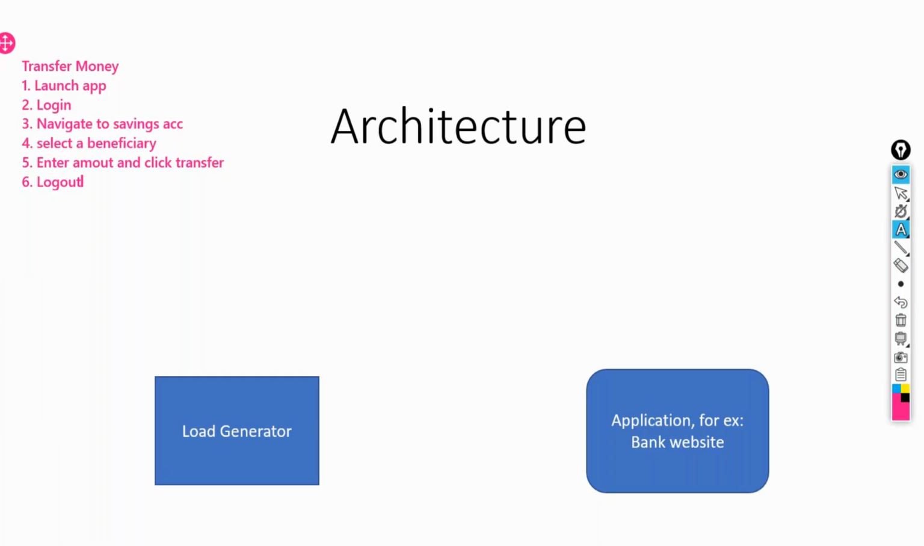So in a bank application, one critical scenario is transfer money, for which you cannot have any performance issues in real time. If you have performance issues in real time for these sorts of important scenarios, you will have a direct impact in business loss. So what are the steps that we generally do manually? Launch application, log into the application, navigate to savings account, select the beneficiary, enter the amount, click transfer, and then log out. Now, how do you make sure that the virtual users are executing these steps?